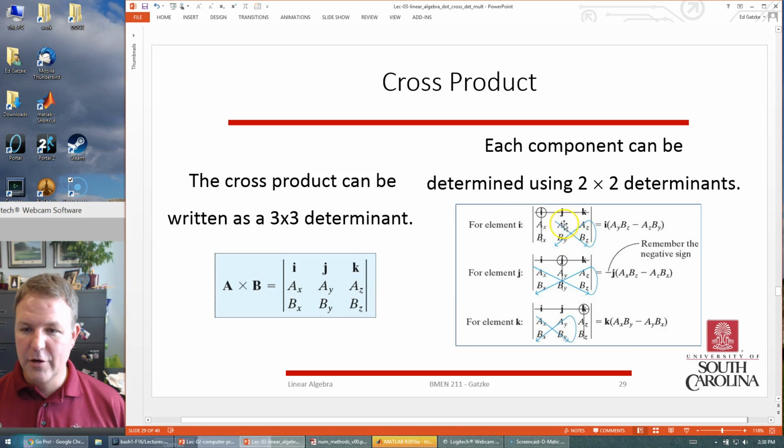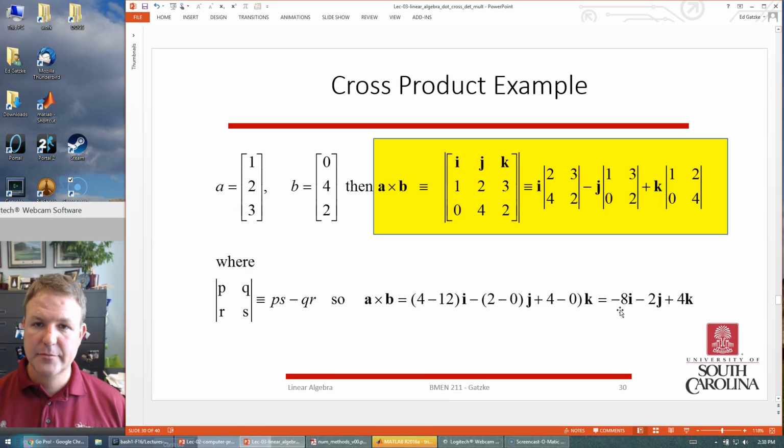I times the determinant of these guys, ay bz minus az by. J, which is the y unit vector, times the determinant of ax times bz minus az times bx. And then we add k, the z direction unit vector, times ax by minus ay bx. So we get three basically components: a component in the x direction, a component in the y direction, and a component in the z direction.